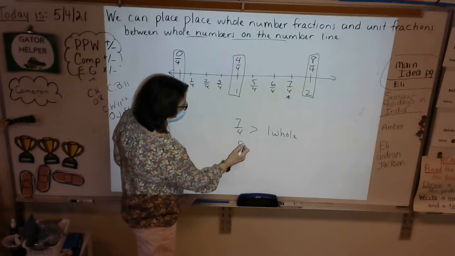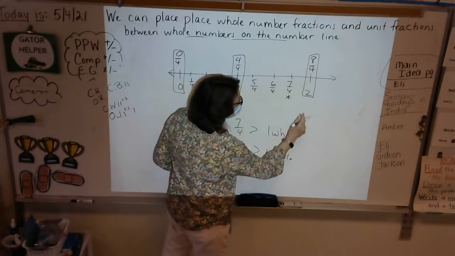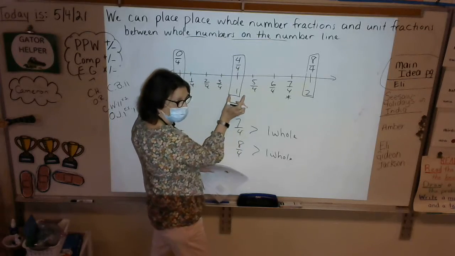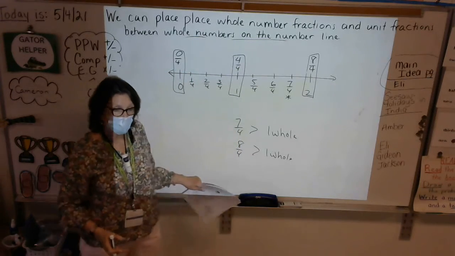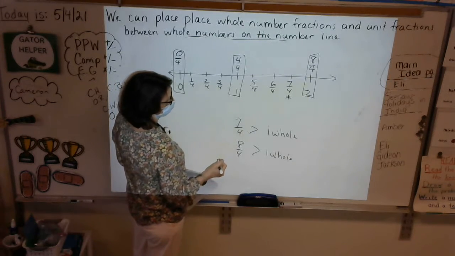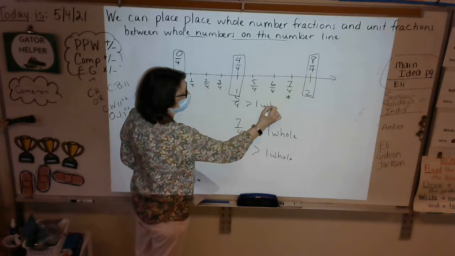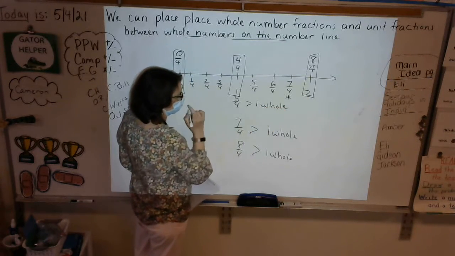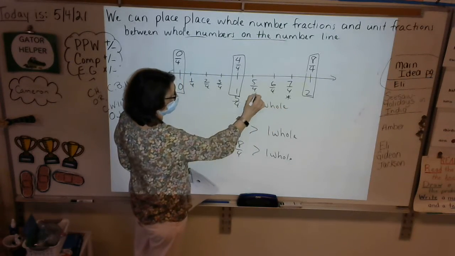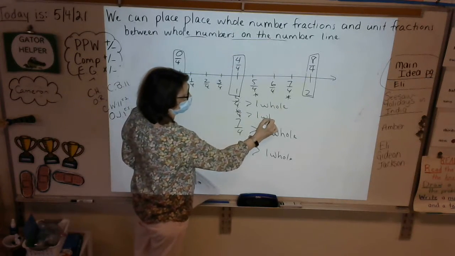He is right. 8/4 is also greater than one whole, because 8/4 is right here. One whole is right here. We have a couple more. Ori, what else? 5/4 is also greater than one whole, and there's one more. Cormo, what's the last one? The last one that is greater than one whole is 6/4. 6/4 is also greater than one whole.